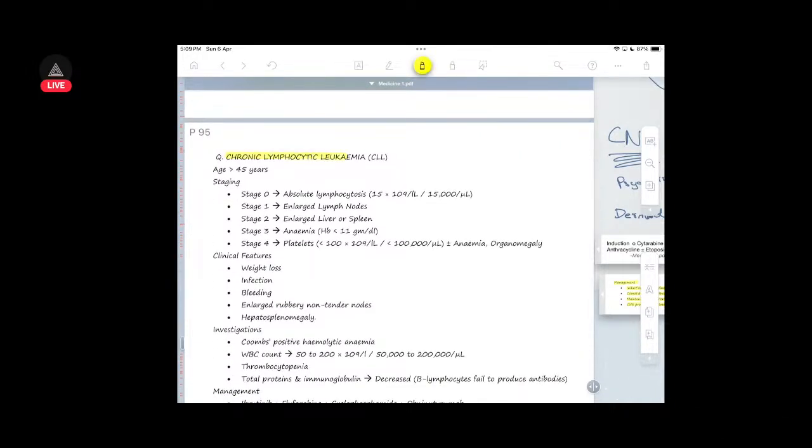Then you have chronic lymphocytic leukemia, CLL, which is seen in age more than 45 years. So you have staging 0, 1, 2, 3, 4. Zero is absolute lymphocytosis, which is 10 power 9. There will be a very much raised lymphocyte count.